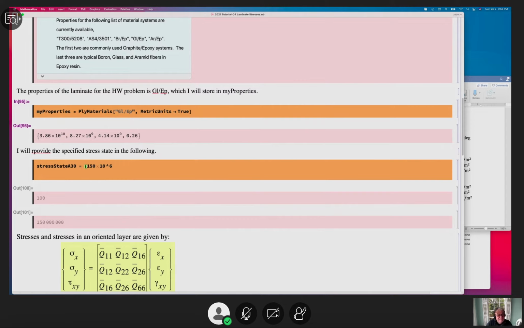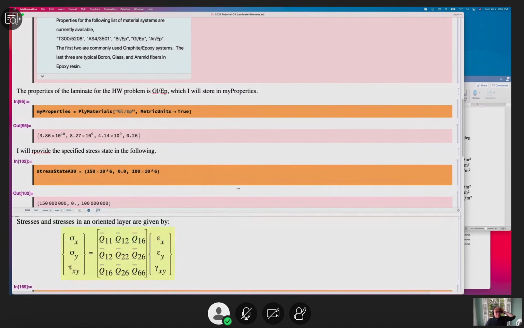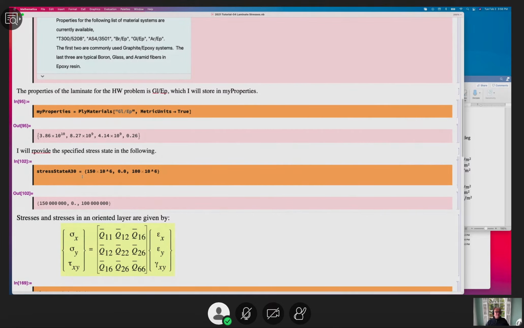What I can do, I can put sigma X, sigma Y, and say tau XY 100 times 10 to the 6. I stored all of them into a list instead of assigning one by one X and putting another label, X, Y, and tau XY. I said stress state at point A for 30-degree layup is this. That's an assumption that I made.